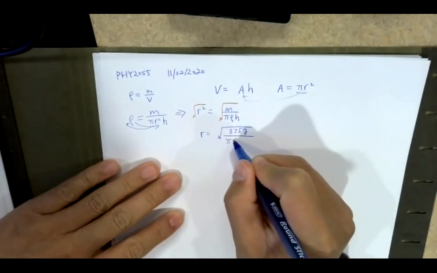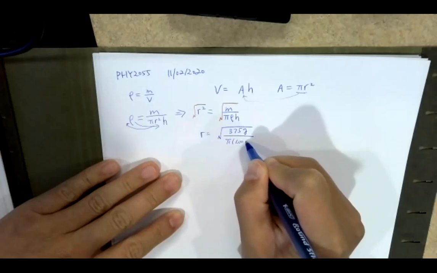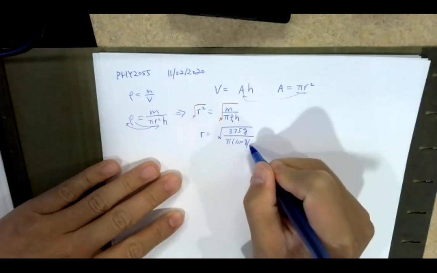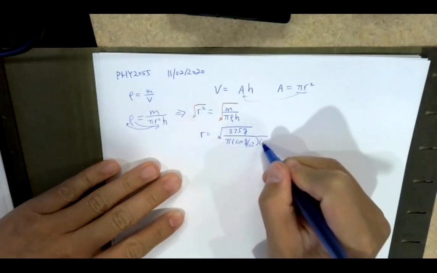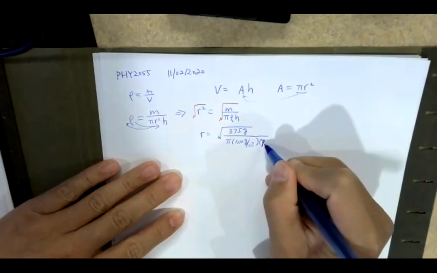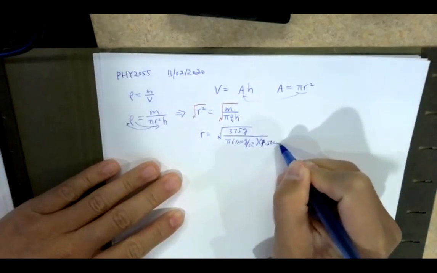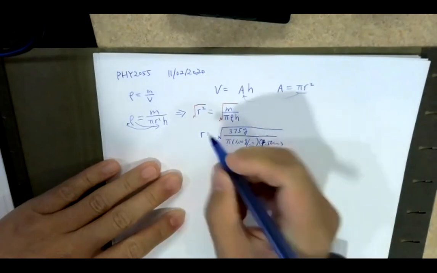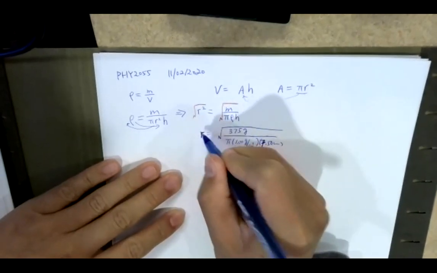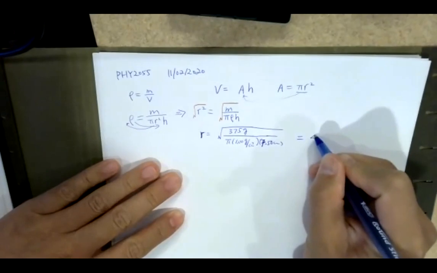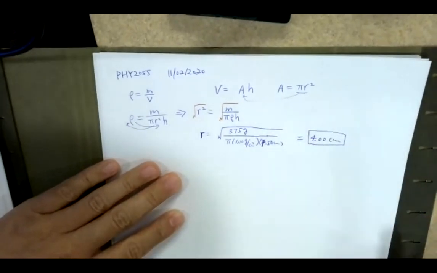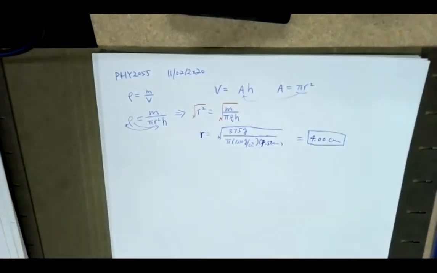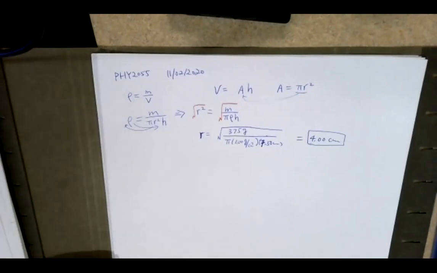Now, I think in this problem, the units are given as CGS, the centimeter, gram, and second unit. So we can keep the CGS unit. The result will be in centimeters if you use CGS units. So I think I got 4.00 centimeters. Many of you have pretty much the same, 3.99. So that would be this one.